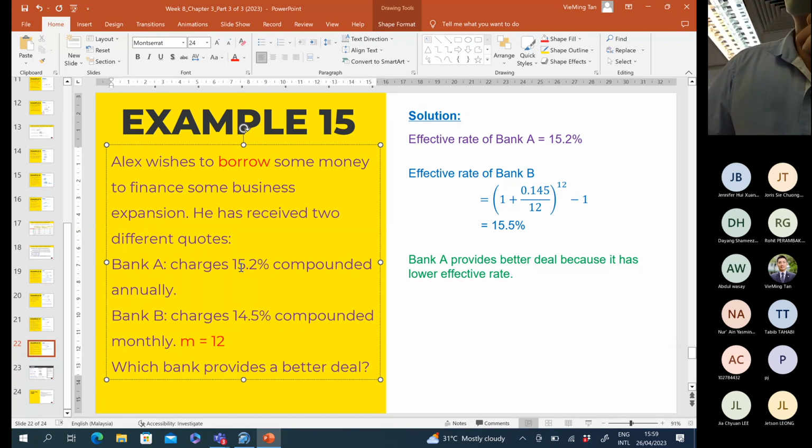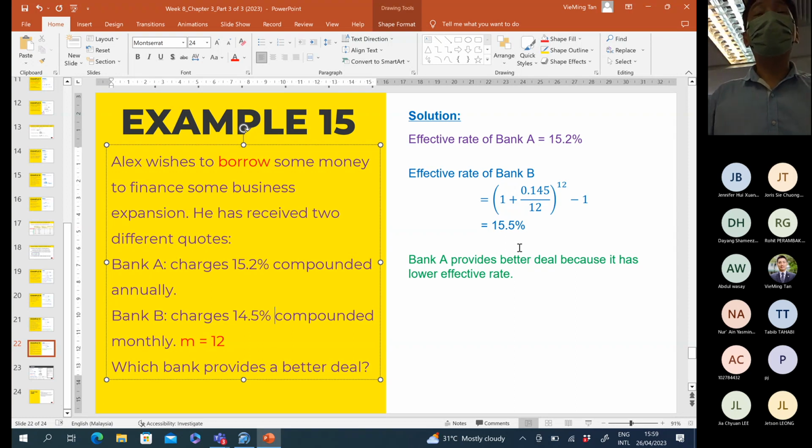Bank B effective rate, you have to use the formula: the nominal rate divided by M, M is 12 since it's monthly, power 12, minus 1. Simplified, it is equal to 15.5%. So it seems Bank A has the lower effective rate. That means the cost of borrowing is lower for Alex. So Alex should choose Bank A.